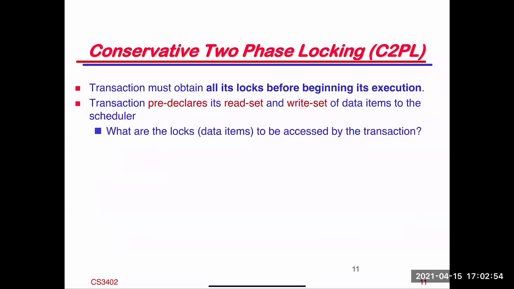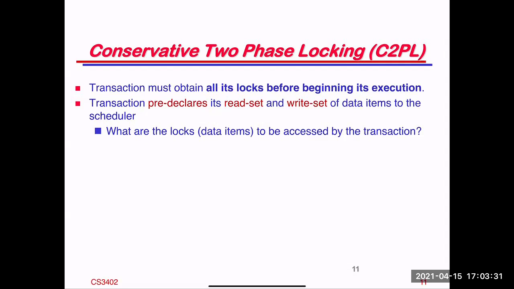All right, so we already learned about two-phase locking, the basic two-phase locking. Now we're going to look at some variations of that. The first one is conservative two-phase locking. Here the additional constraint, in addition to the basic two-phase locking, is that a transaction must obtain all its locks before it begins its execution. So basically, a transaction needs to pre-declare its read set and its write set of the data items.